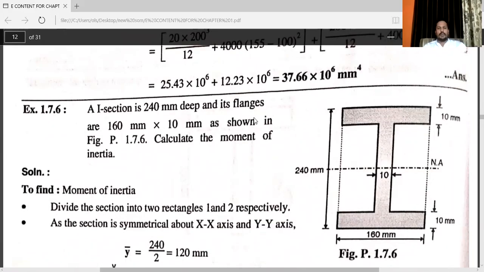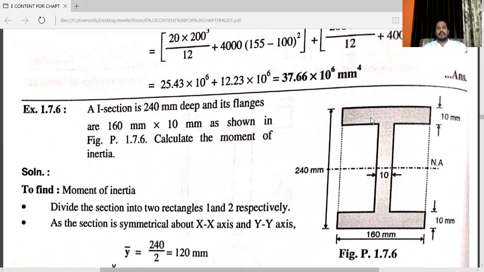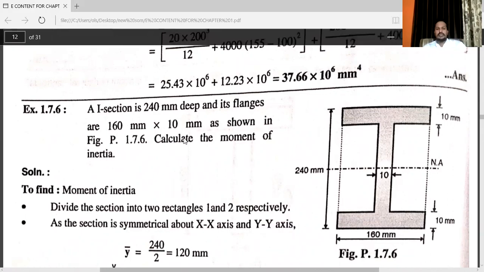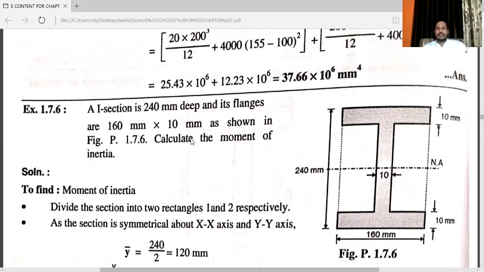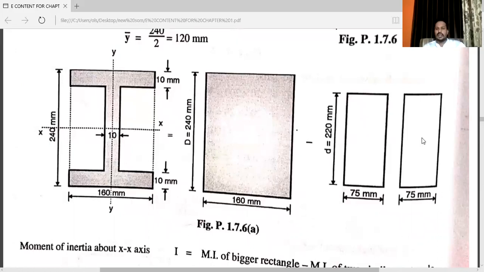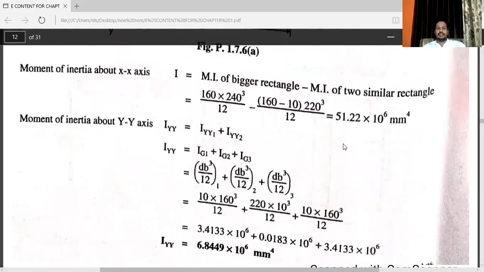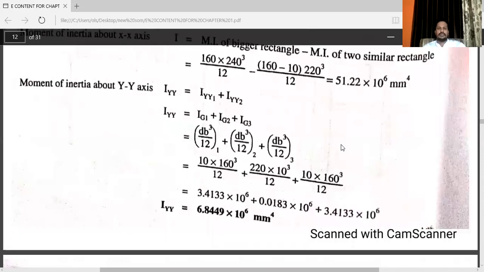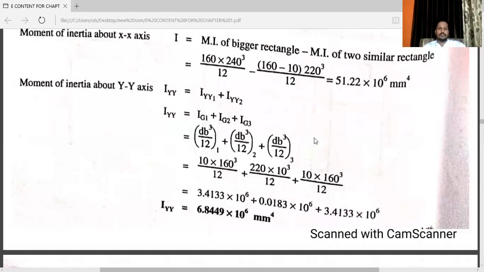This is a very simple problem because the diagram is symmetrical about vertical as well as horizontal axis. So here the calculation part is very less. So you can solve this problem by using this method. Means here from larger rectangle minus smaller rectangle, you will get the answers very fastly.